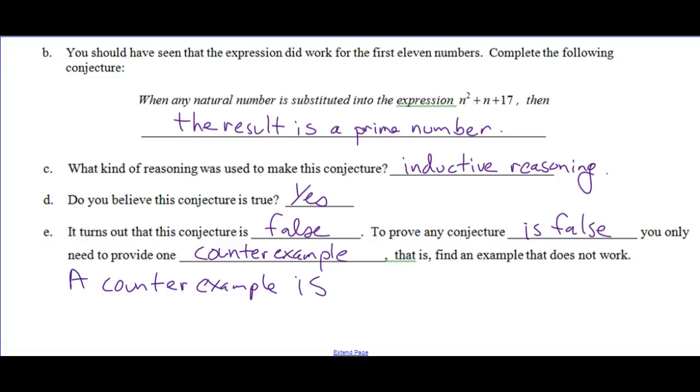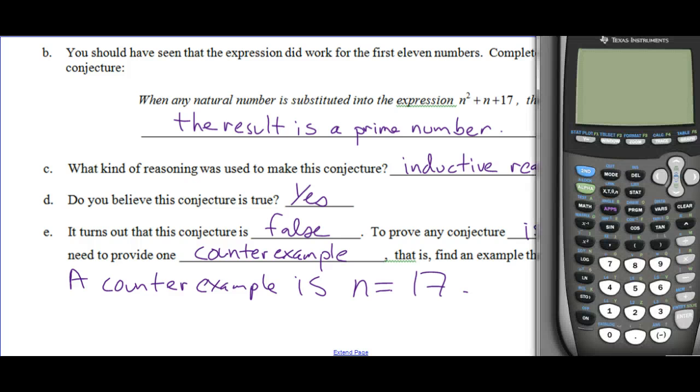So the counterexample is this. N is 17. Try it. Try N is 17. All right, turn this back on. Let's go down to 17. Go down. Go down.